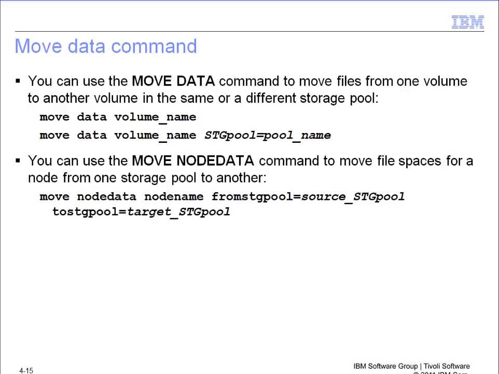Now, a compelling reason to do this is if you have, say, a damaged sector on your volume and you want to move the good data to another volume. You use move data, then once the valid data has been removed from that volume, you can change the status of that volume from read-write to destroyed and move it out of the library and replace it.